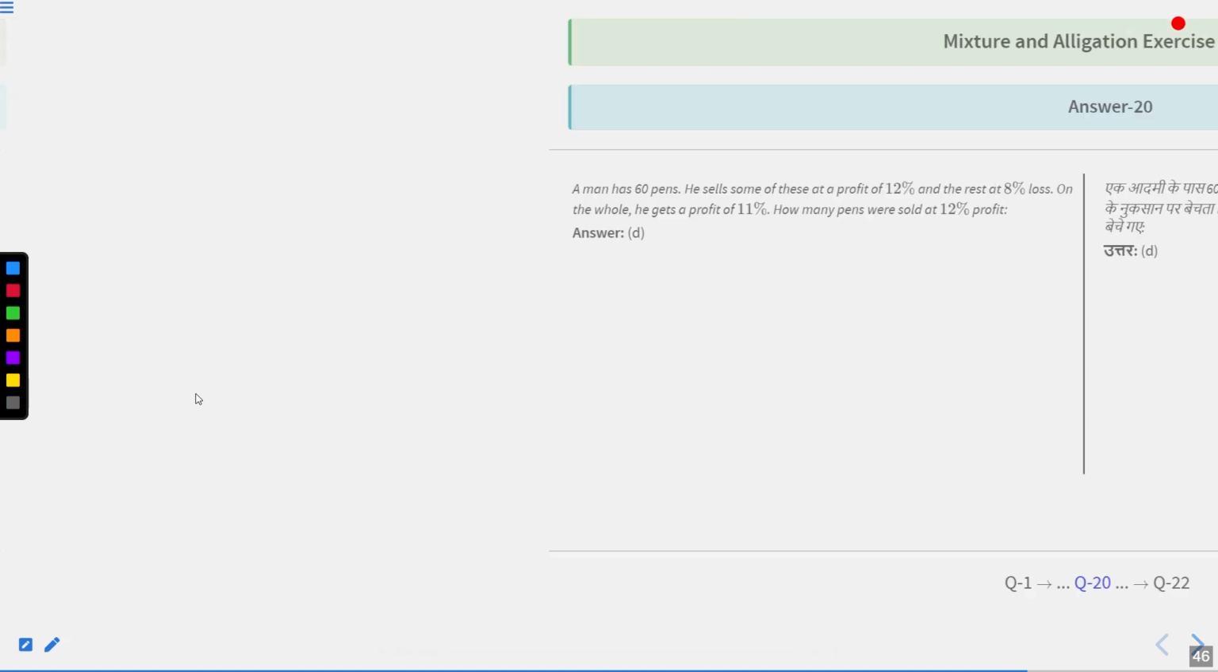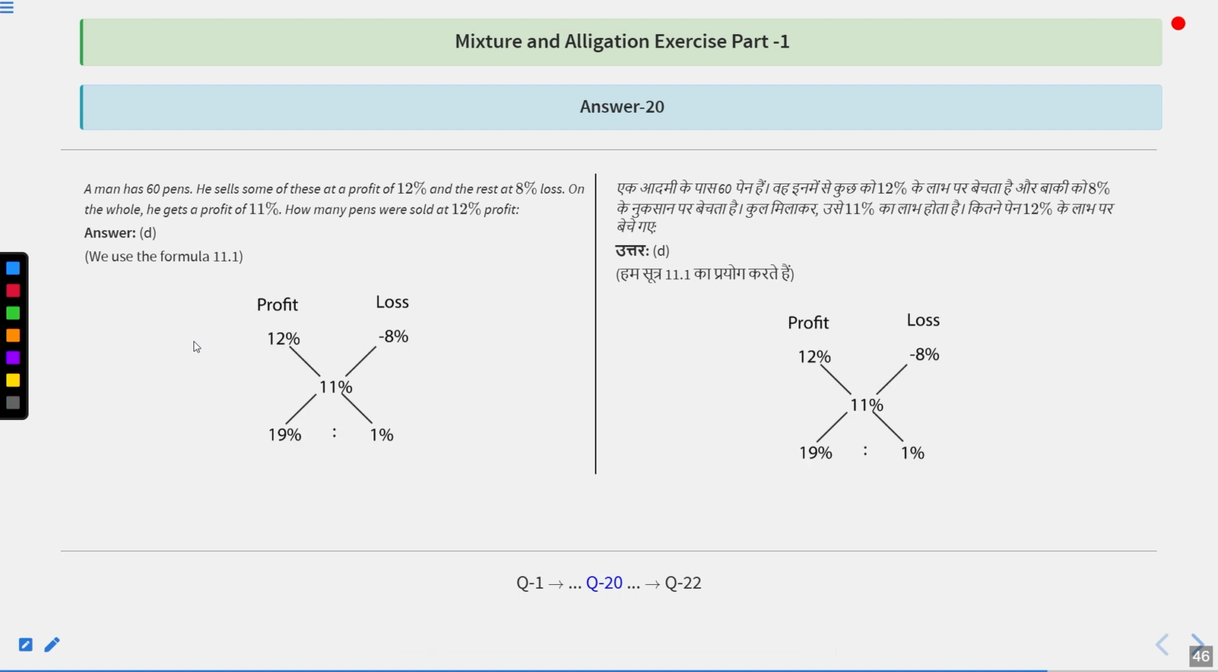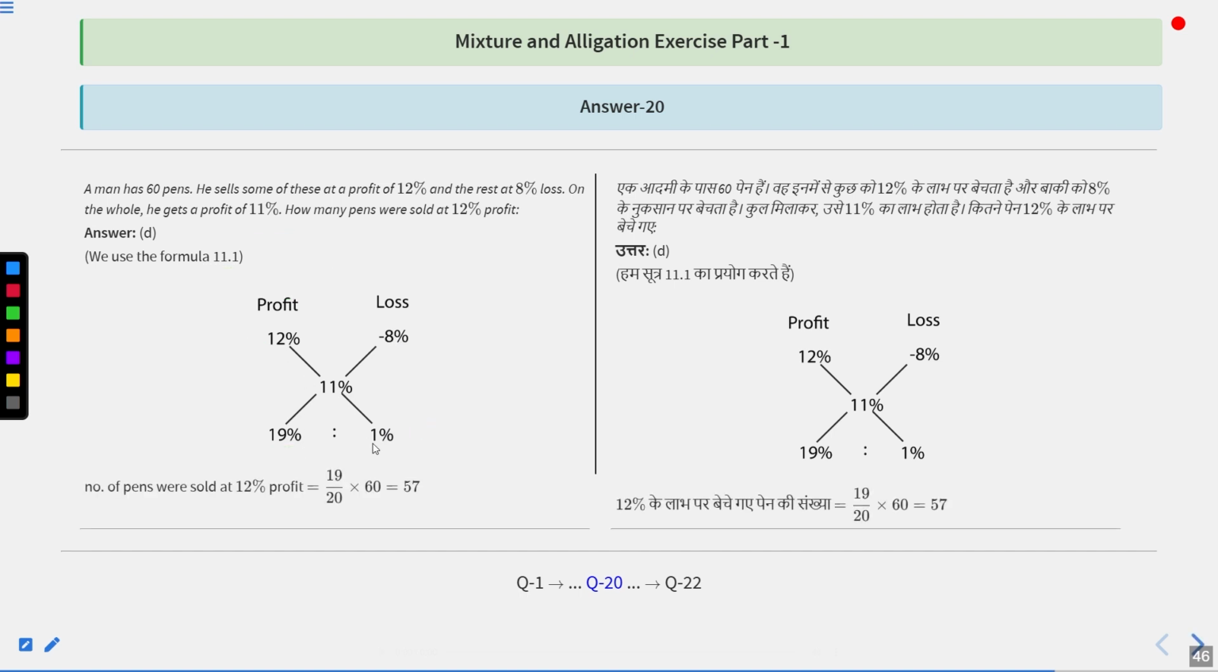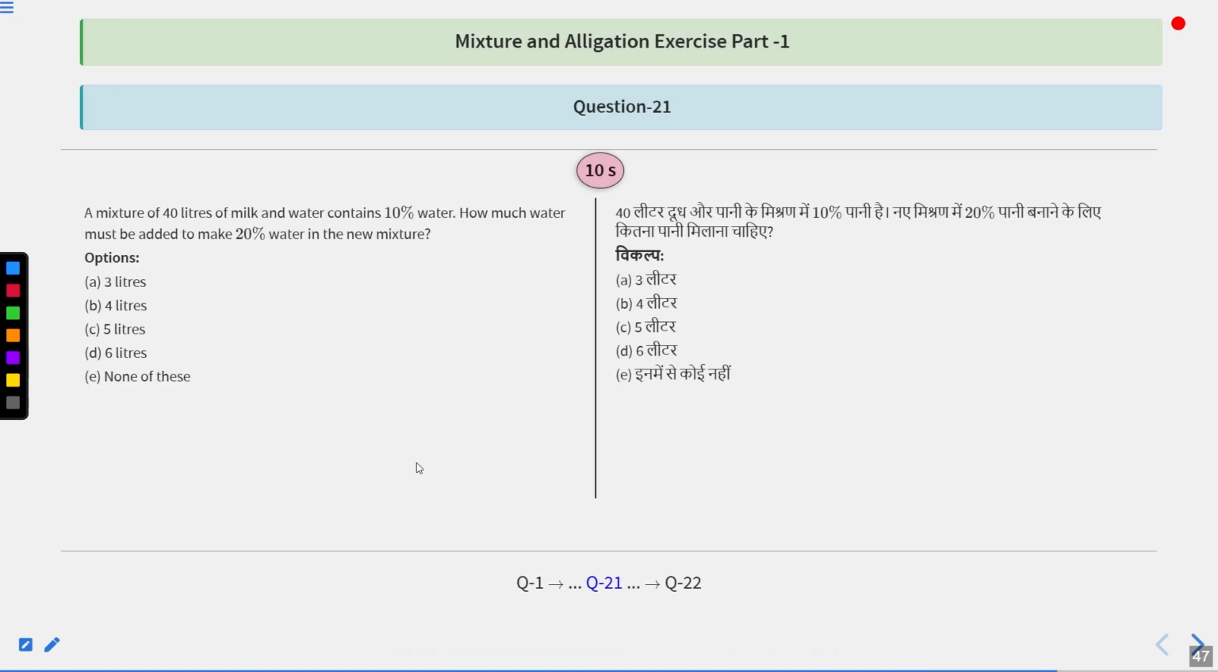Now time's up. Let's see the solution. Now we are going to use formula 11.4. So profit and loss. We know that 12% profit, 8% loss, and their average is 11% profit. So it will become 19:1. 11 minus 8 will become 19, and 12 minus 11 is 1. So the ratio is 19:1. So the total quantity is 20 units, and we need to find 19 of 20. So multiplying by 60, which is 57.